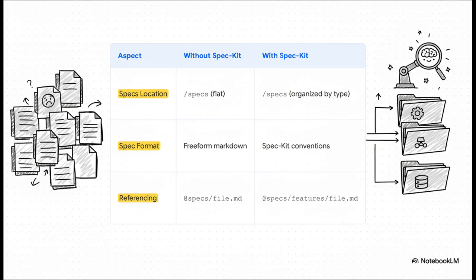Now you can even level this up by using a framework like SpecKit. Just think of it as a simple set of rules for your specs folder, and just look at the difference it makes. Instead of just a jumble of files, your specs are neatly organized by what they are: features, APIs, database schemas. This isn't just to make it look pretty for you. It's absolutely essential for helping the AI find the exact piece of information it needs right when it needs it.